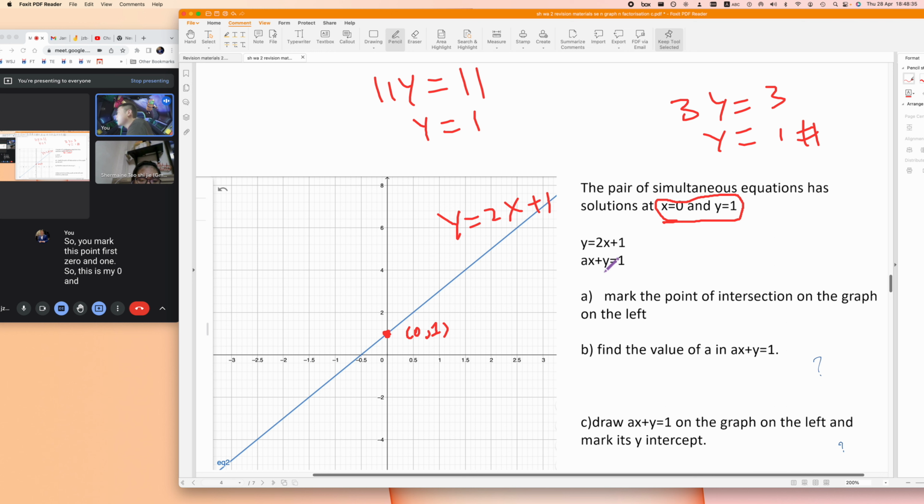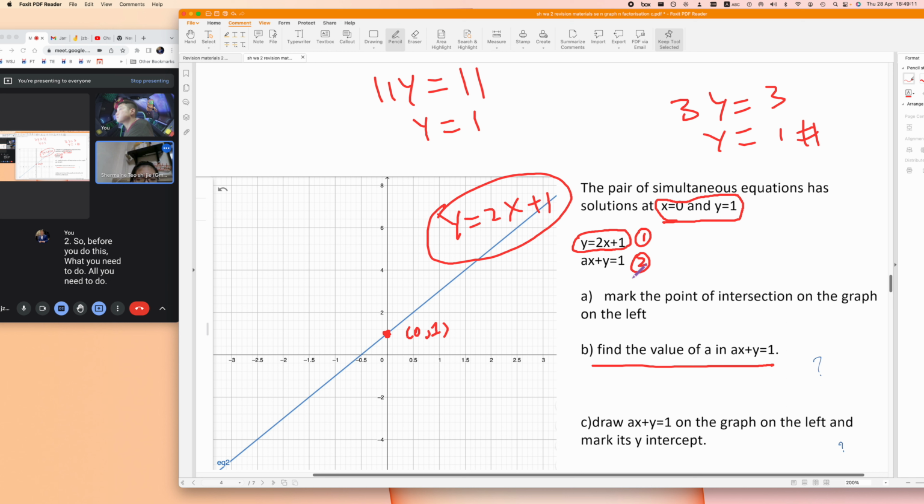Now they ask you to mark the point of the intersection on the graph on the left. So now you have y equals 2x plus 1 here, which is this blue line. And now this is your equation 1. And they ask you to find the value of a. This is your equation 2. So before you do this, what you need to do?